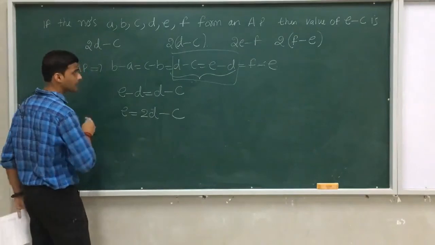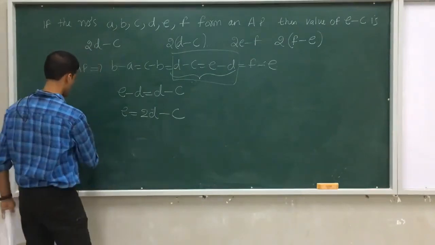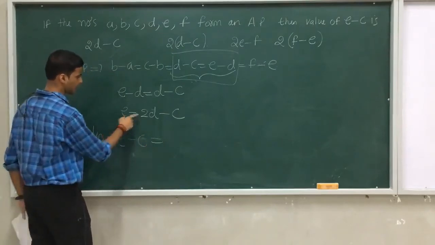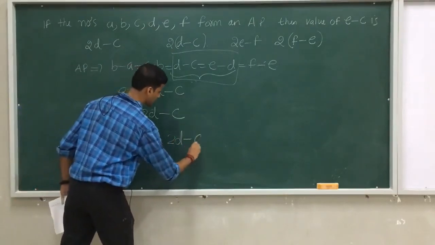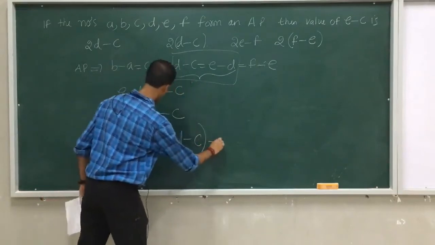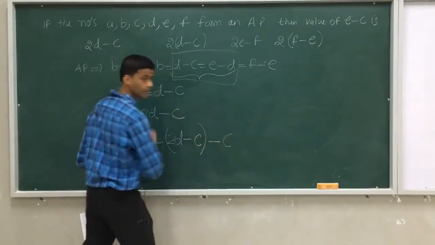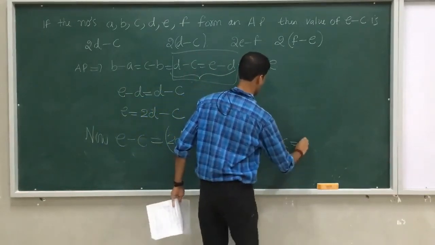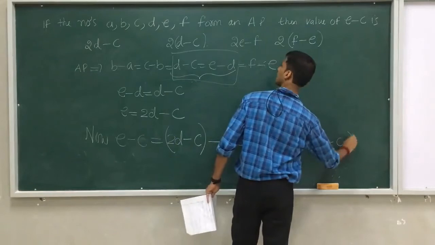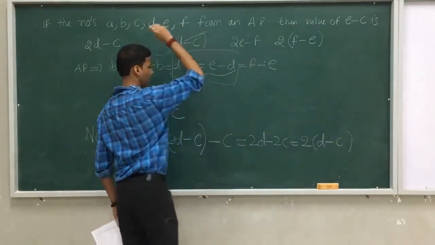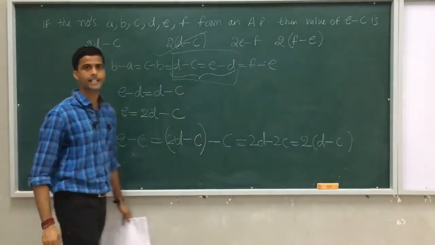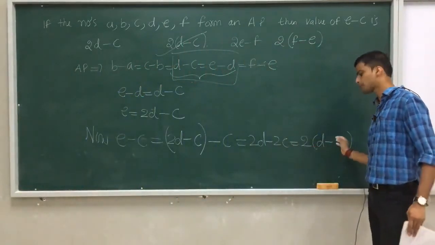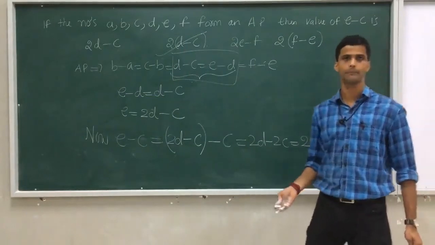Now you may ask the question, so what will you do with this? Now I will consider E minus C. So E minus C is nothing but, what is E equal to? 2D minus C, okay, minus the remaining C. You can say 2D minus 2C, which is 2 times of D minus C. Yeah, option B. If you have any other alternate method, you can go through with it, but this is one of the solutions. 2 times of D minus C, or twice of D minus C.